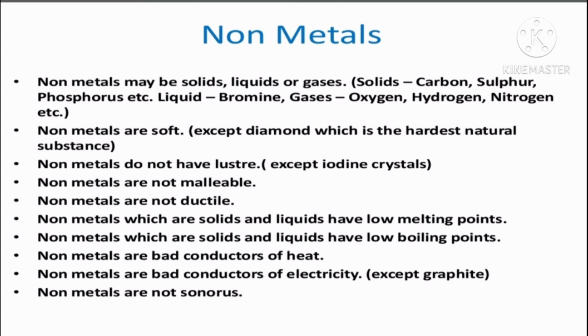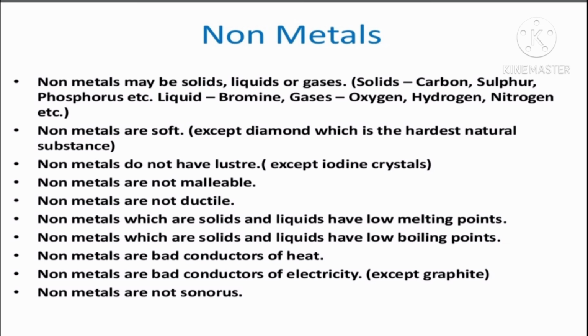Okay, then we have non-metals which are solid and liquid have low melting point. ठीक है, लो मेल्टिंग पॉइंट मतलब सॉलिड से लिक्विड में जो कन्वर्ट होना है वो पॉइंट उनका बहुत ही कम है. They are with the lower boiling point and the melting point. So next we have non-metals which are solids and liquids have low boiling point. In short, we say that there is a low melting point and boiling point of our non-metals.